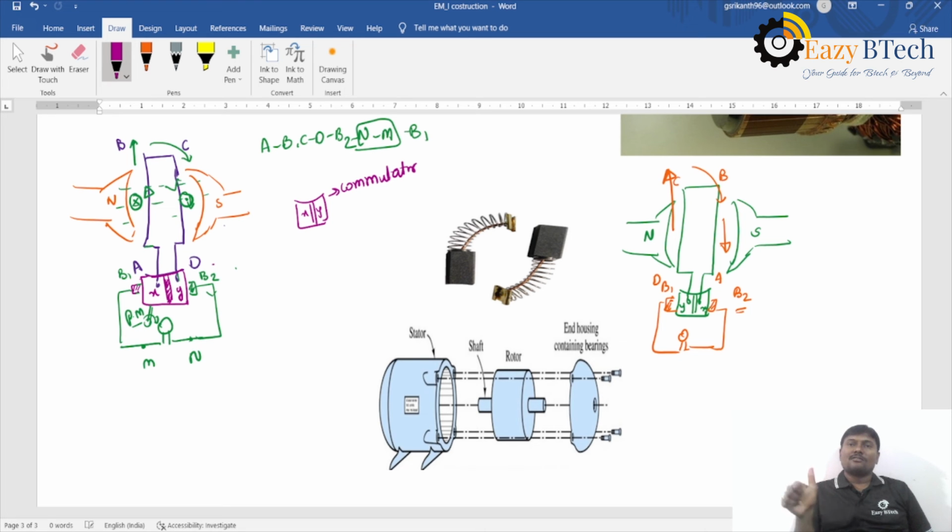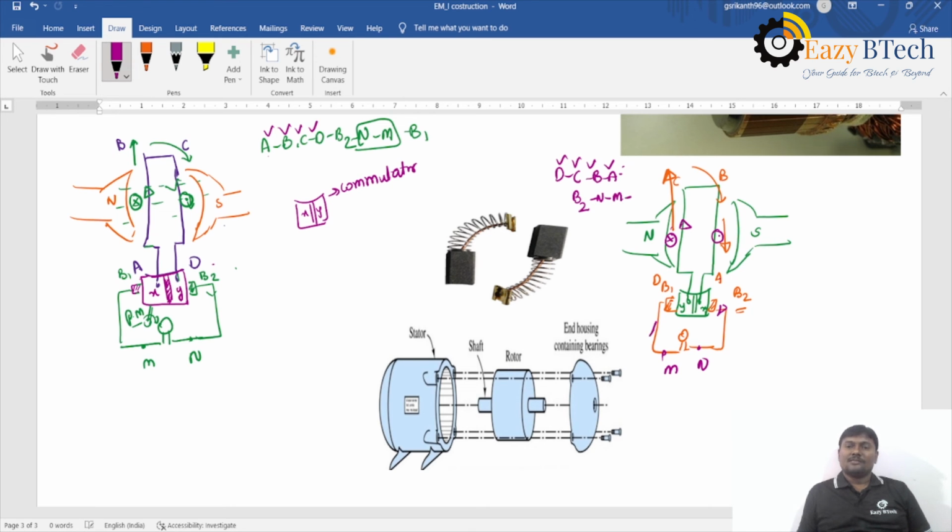This is the tangential force acting on the conductor CD, and the tangential force is acting on the conductor in the downward direction. Again, if you apply Fleming's right hand rule, the thumb indicates the motion of the conductor in the upward direction, the forefinger represents the direction of the magnetic field, and the middle finger represents the direction of the induced EMF. So here it is cross, and here it is dot. Let us see. The current direction is from D to C and B to A.